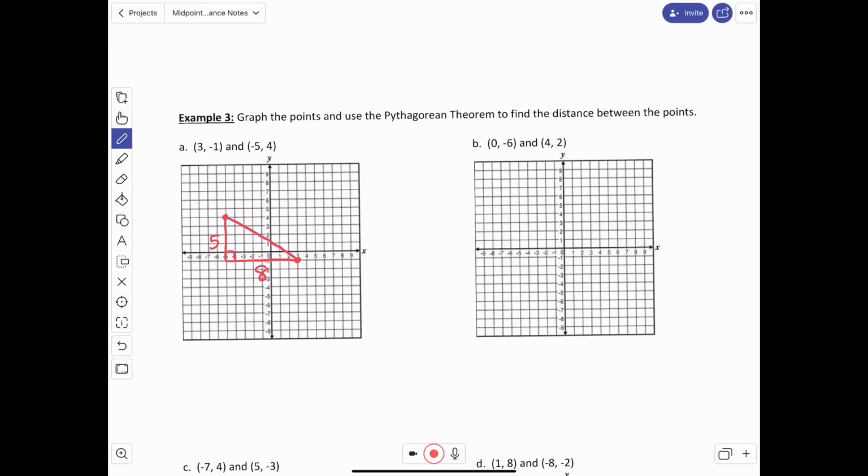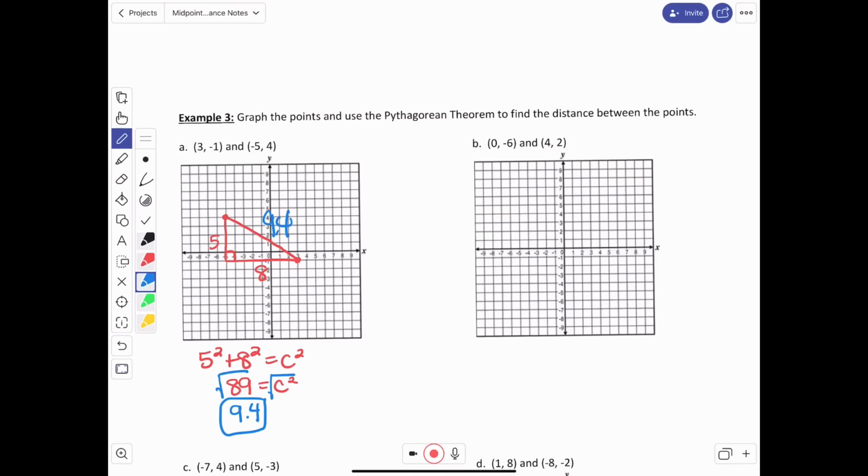So now what I can do is Pythagorean theorem. I will do 5 squared plus 8 squared, and that's basically going to give me c squared. So if I do 5 squared plus 8 squared, that gives me 89 equals c squared. And now what I want to do is take the square root of both sides, and the square root of 89 is going to be 9.4. So that third side here is 9.4. And I'll do the same thing over here.